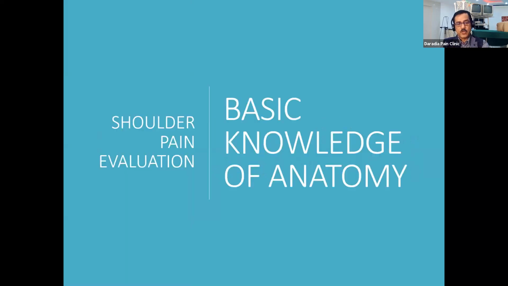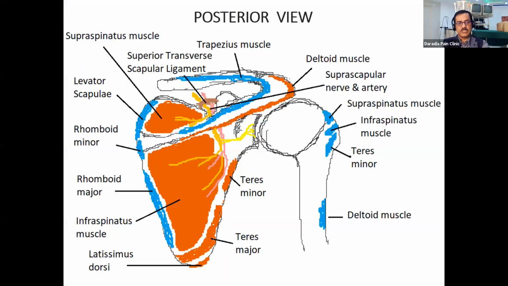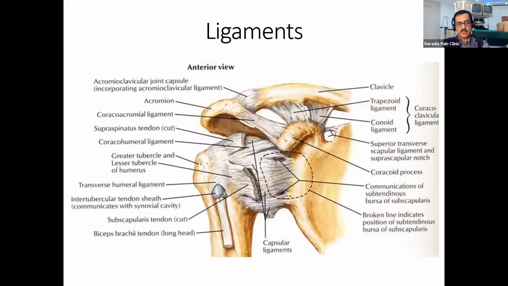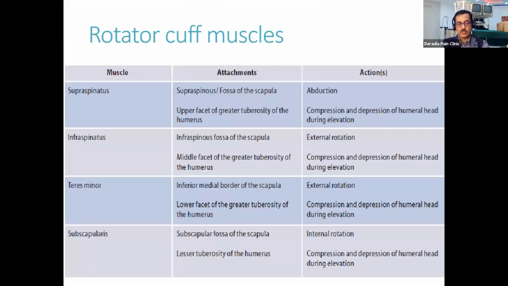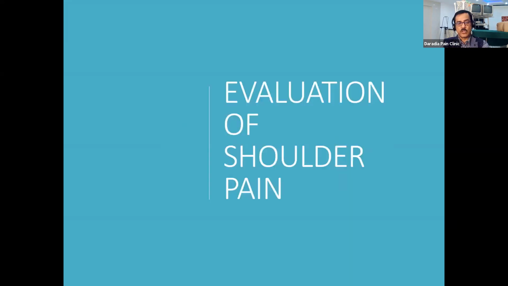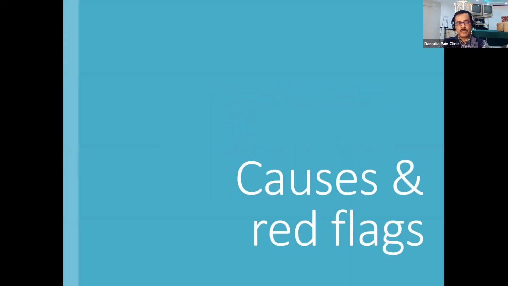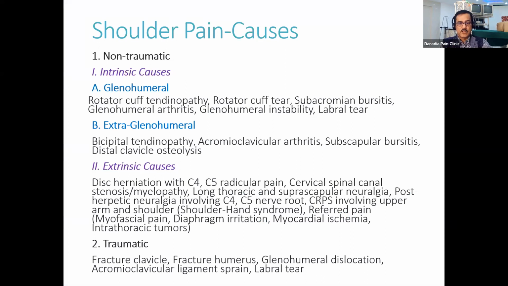So now let us see, this anatomy knowledge, I'm just skipping these slides, just because I have already discussed all these things. The rotator cuff muscles I have also discussed. Now I'm coming directly into the causes. So the causes are broadly classified into non-traumatic and traumatic.